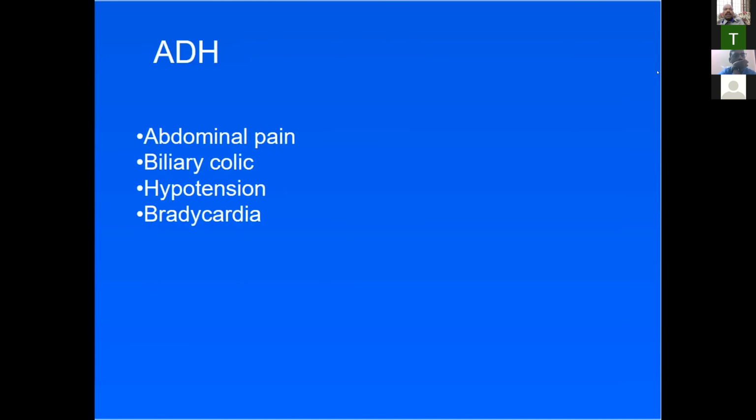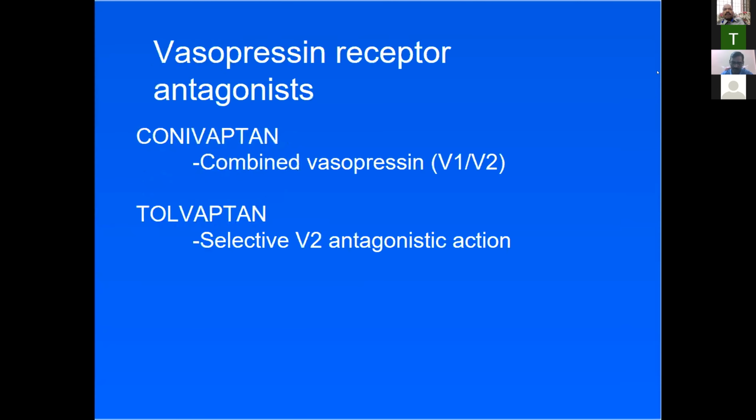Antidiuretic hormones can also produce abdominal pain, biliary colic, hypotension, and bradycardia. Next slide, sir. These are the vasopressin receptor antagonists, that is conivaptan and tolvaptan. These are selective. Conivaptan is a drug which can act on V1 and V2 receptors. Tolvaptan is a drug which has selective V2 antagonist action.